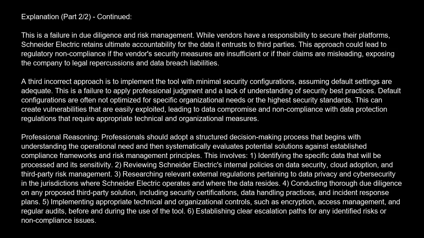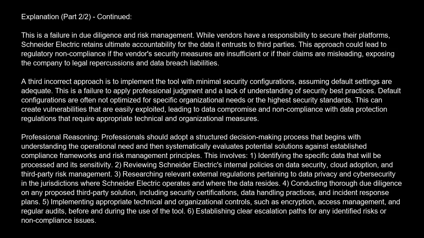Professionals should adopt a structured decision-making process that begins with understanding the operational need and then systematically evaluates potential solutions against established compliance frameworks and risk management principles. This involves: 1. Identifying the specific data that will be processed and its sensitivity. 2. Reviewing Schneider Electric's internal policies on data security, cloud adoption, and third-party risk management.